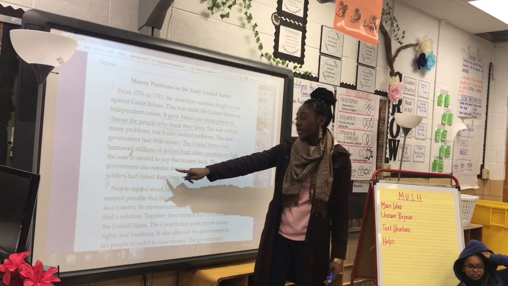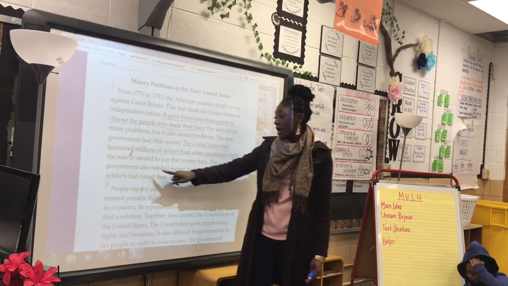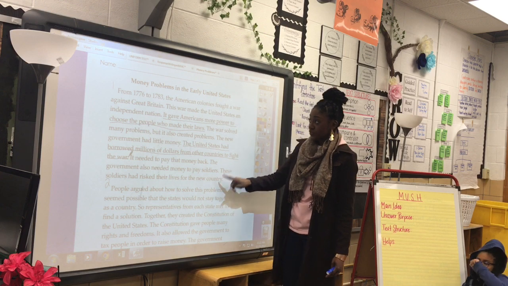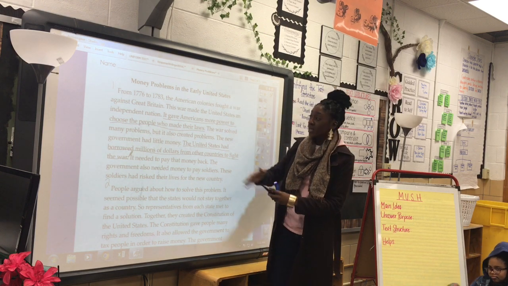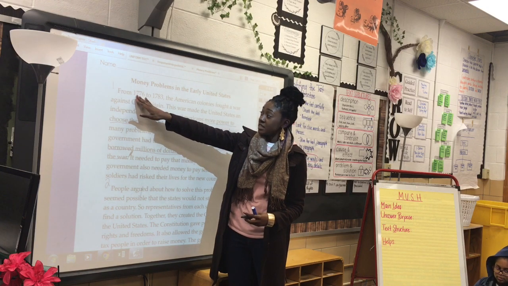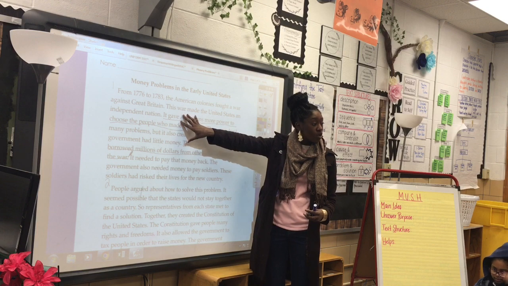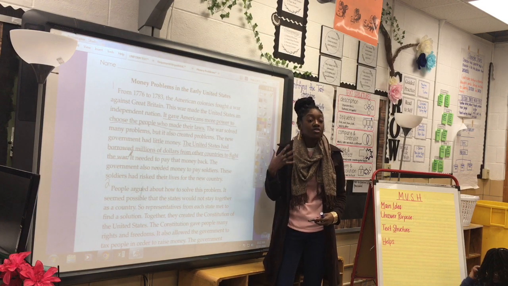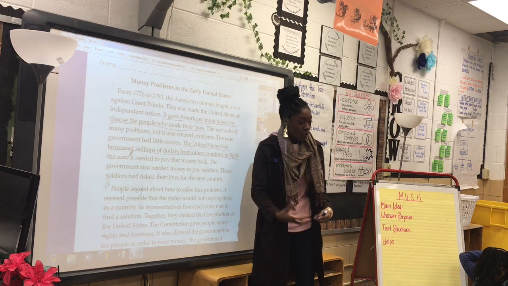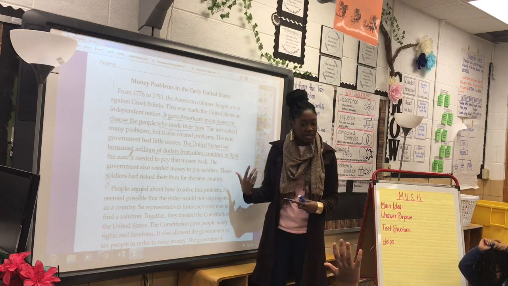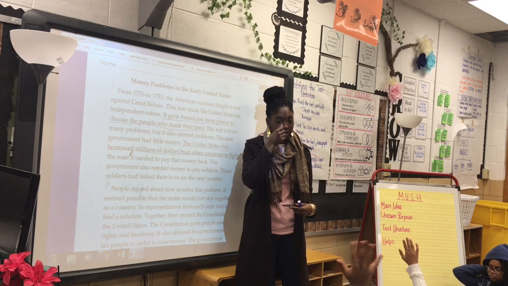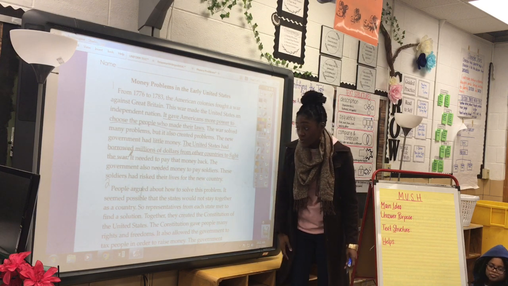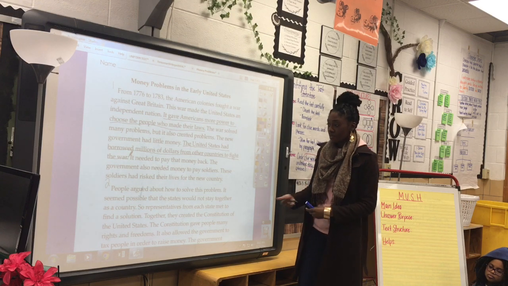It needed to pay that money back. The government also needed money to pay soldiers. These soldiers had risked their lives for the new country. So in paragraph 1, it started out by giving us the time period. We see that from 1776 to 1783, we had a great war, right? But is the war our focus? No. What is the focus of this text? The money problems, right? Why did we need money? What were the two reasons that it said that we needed money? Sebastian. To pay the soldiers. Had to pay the soldiers. And why else, Hannah? To fight the war. We had to supply it, right? Okay.